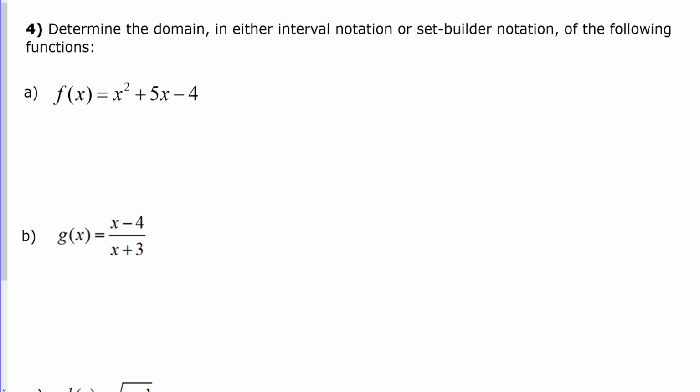The only thing that gets us into trouble when we are dealing with domain is functions that involve division by 0, square roots, or logarithms. Any other types of functions, the domain is just negative infinity to positive infinity. So this is a polynomial. And it's a property of all polynomials that the domain is just negative infinity to positive infinity. So that's an easy one.